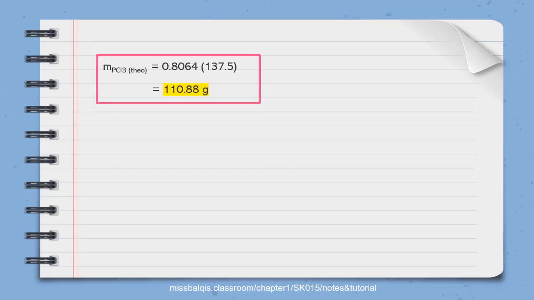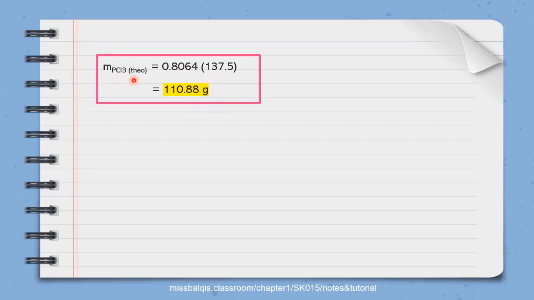Once we have found the limiting reactant as well as the mole of the product, then we can simply find the mass of theoretical yield by multiplying it with the molar mass of PCl3, where P has 31 gram per mole and Cl has 35.5 gram per mole each, then you get 137.5. And lastly, your theoretical yield is gonna be 110.88 gram. Don't forget the unit gram because this is the mass.